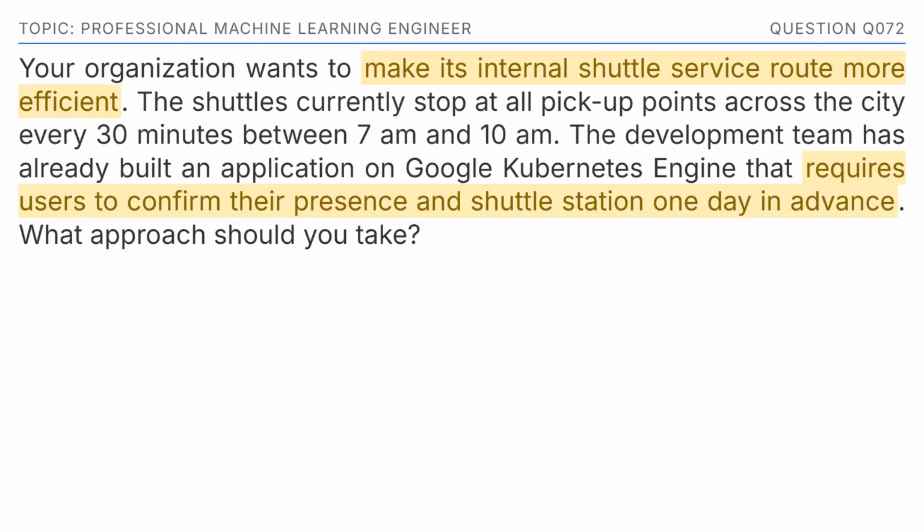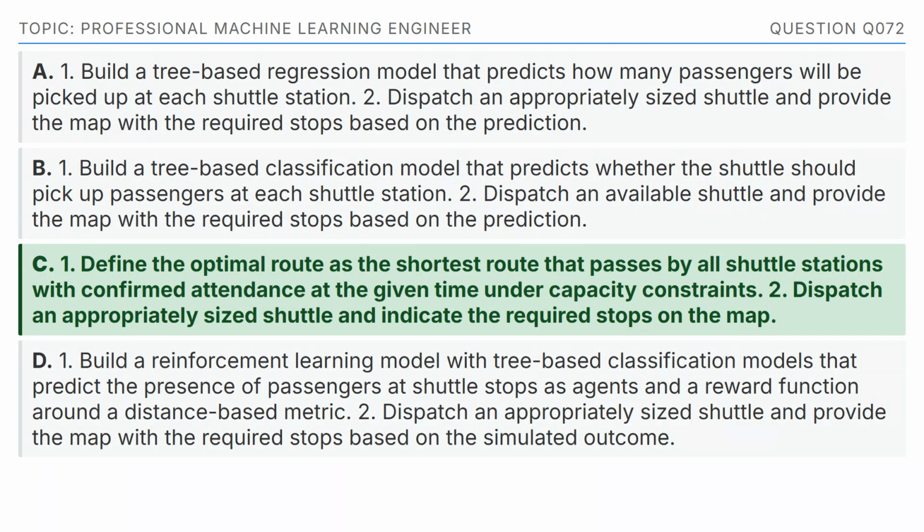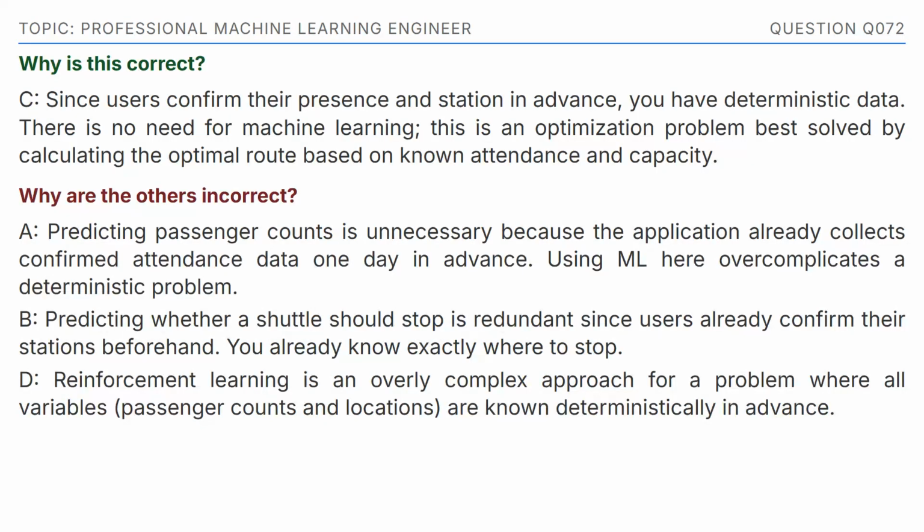To arrive at the correct answer, we focus on the keywords: make its internal shuttle service route more efficient, requires users to confirm their presence in shuttle station 1 day in advance. The correct answer is option C. 1. Define the optimal route as the shortest route that passes by all shuttle stations with confirmed attendance at the given time under capacity constraints. 2. Dispatch an appropriately sized shuttle and indicate the required stops on the map. Why is this correct? C. Since users confirm their presence and station in advance, you have deterministic data. There is no need for machine learning. This is an optimization problem best solved by calculating the optimal route based on known attendance and capacity.